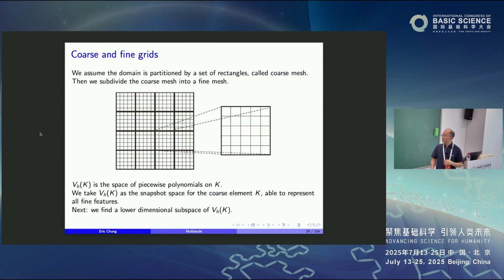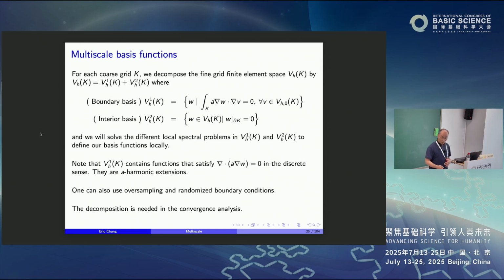Now, next maybe I just point out how we find the basis functions. If you look at this figure on the left-hand side, we have a domain that consists of these coarse elements. In this domain, you see that there will be totally 16 coarse elements. For each coarse element, we will need to do some computations to form the basis functions.